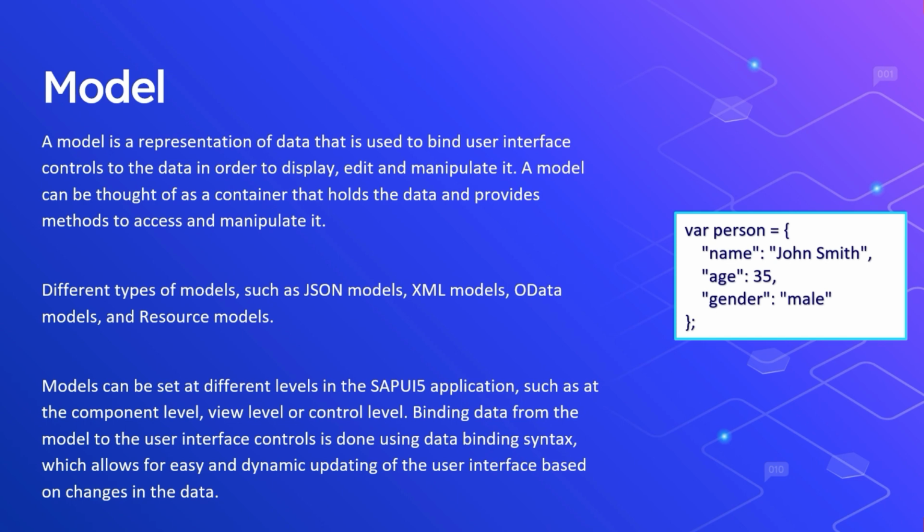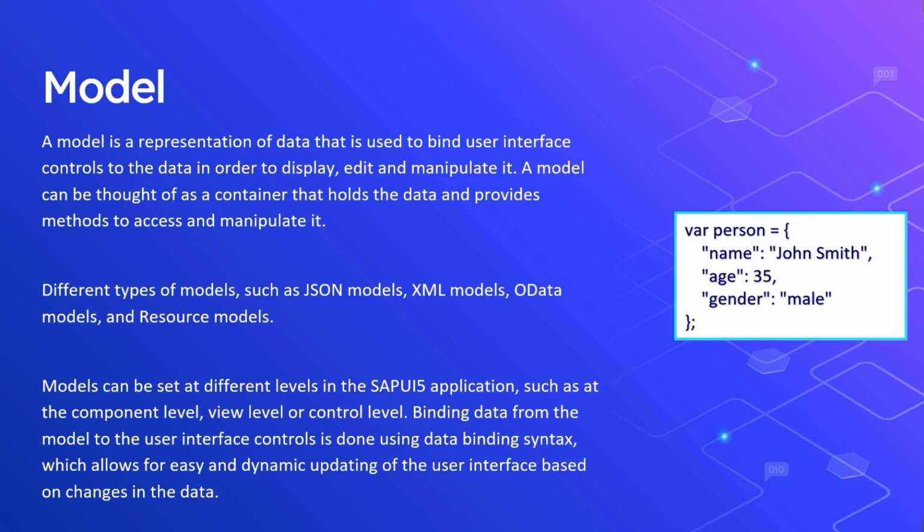There are different types of models: JSON model, XML model, OData model, and resource models. In general, JSON and XML models are called client-side models, which can be used to store data locally, for small to medium size data sets. OData models are server-side models with a large data set which can be brought from a remote server. And a resource model can be used for internationalization and to store text resources in properties files. So these are the different kinds of models.